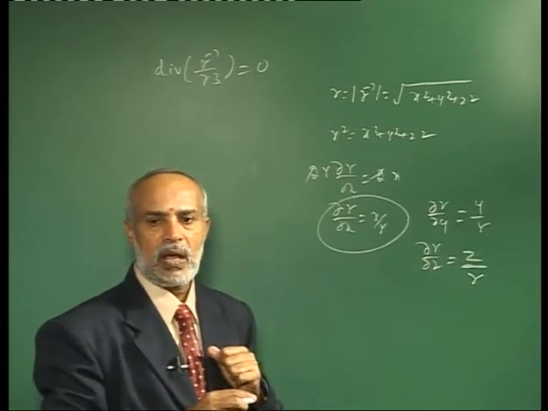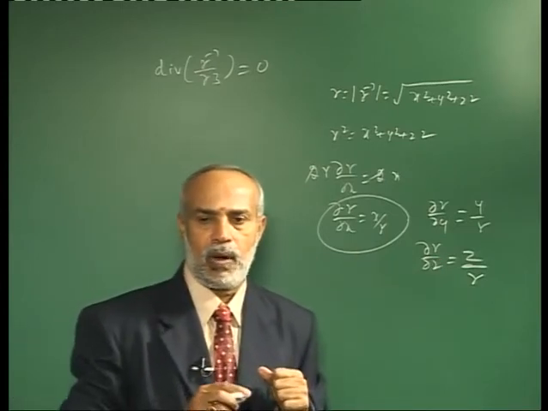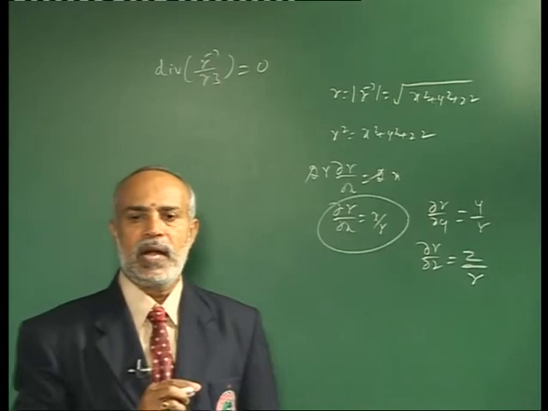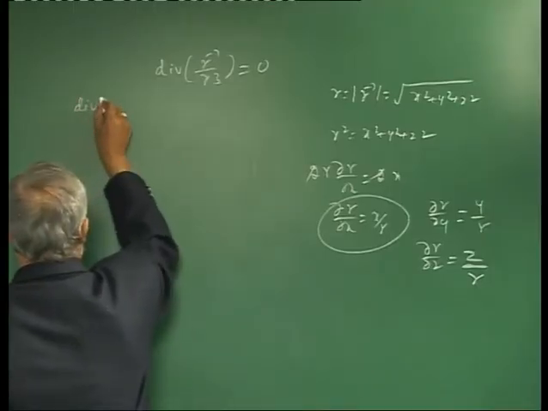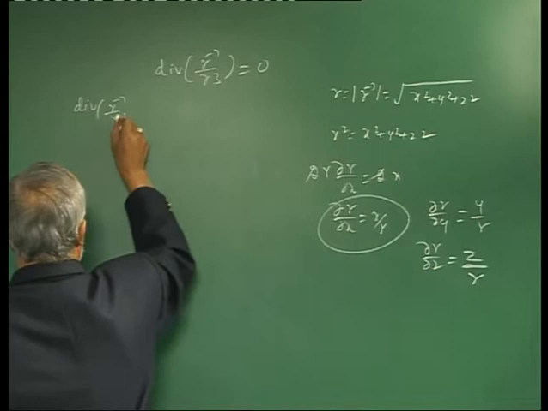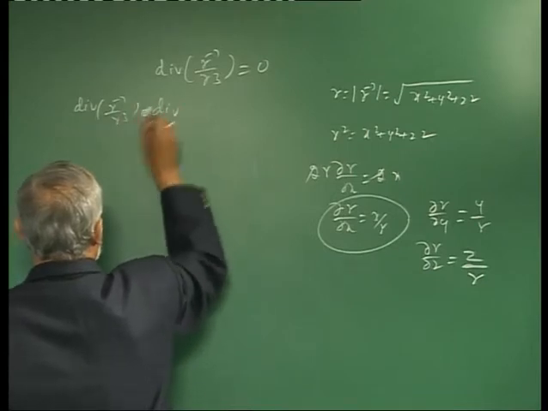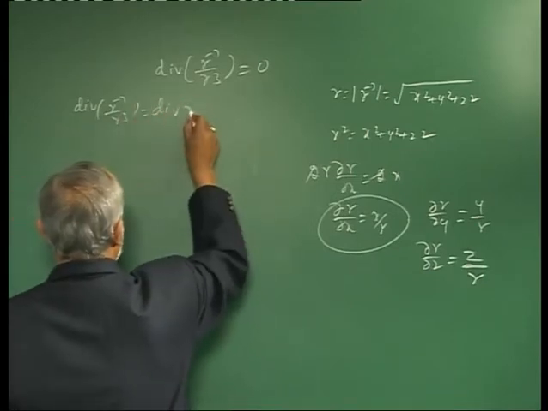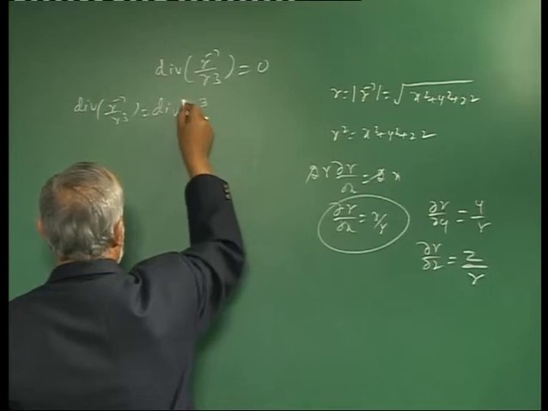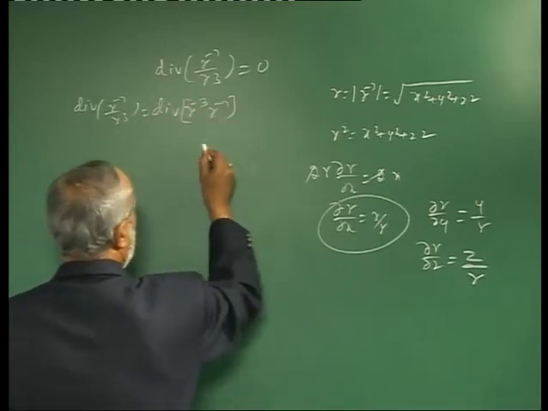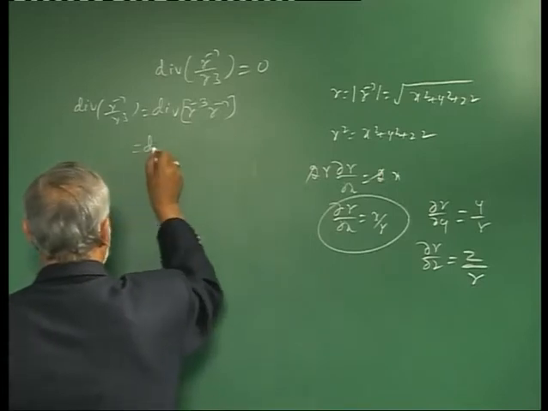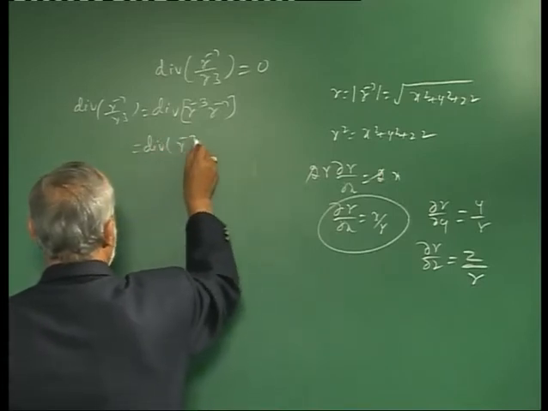Now our intention is to prove that divergence of r vector by r cube is equal to 0. That means divergence of r vector by r cube is equal to divergence of, we can transfer r cube upward, it is r to the power of minus 3 into r vector.